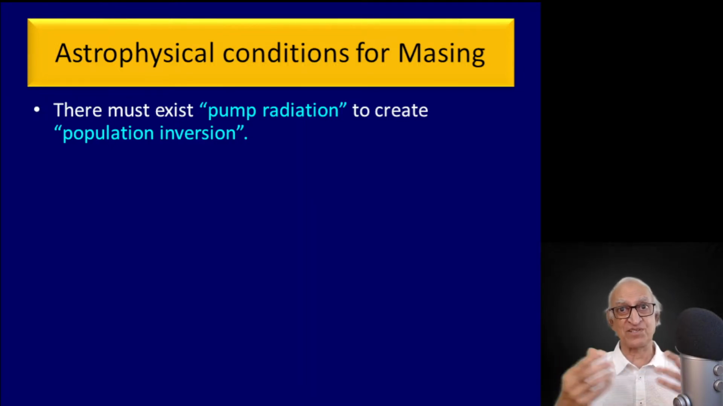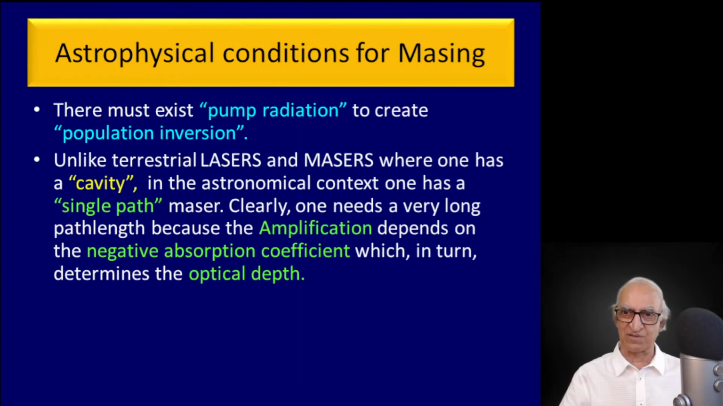Here we did this by passing it through an inhomogeneous electric field or inhomogeneous magnetic field. But in interstellar space, you don't have all that. But somehow you have to create an inverted population.